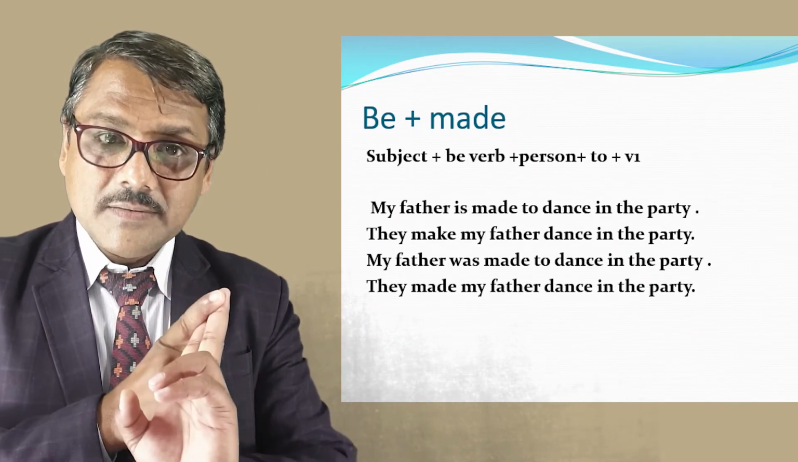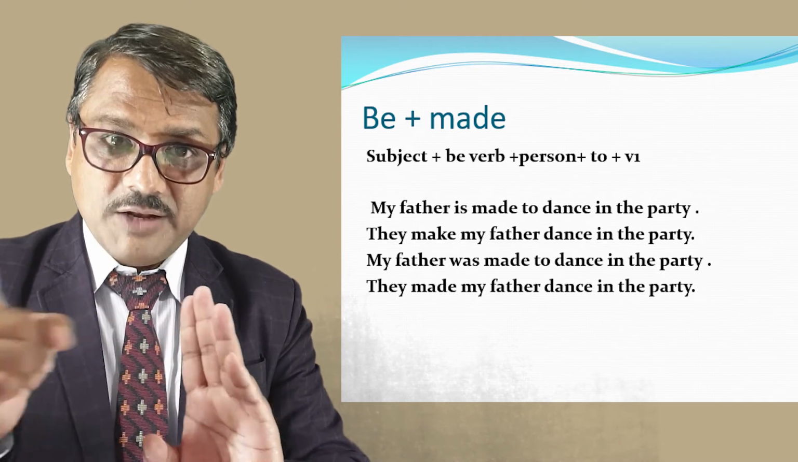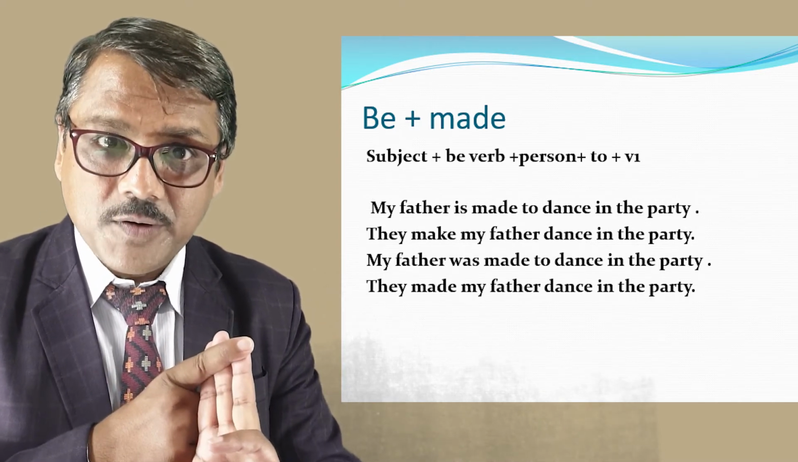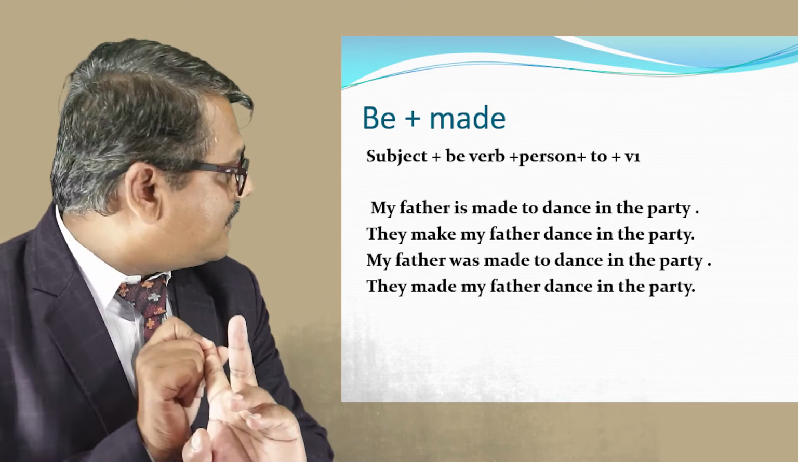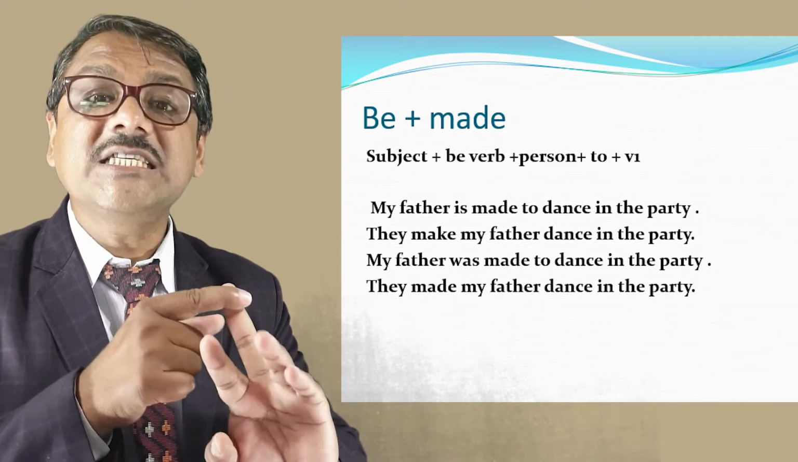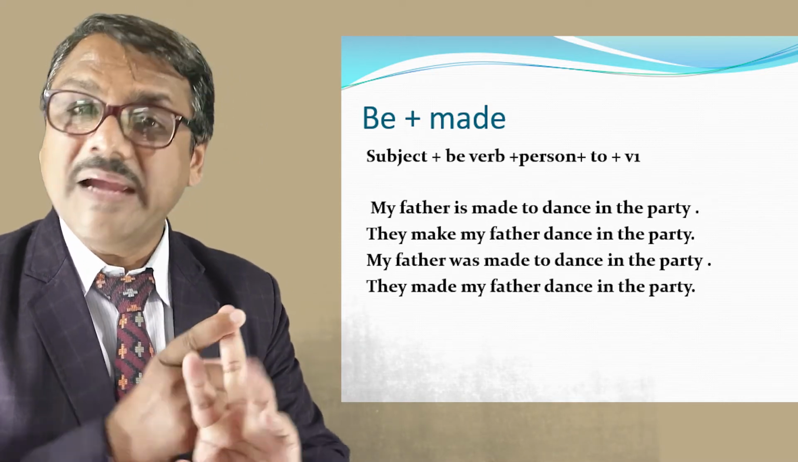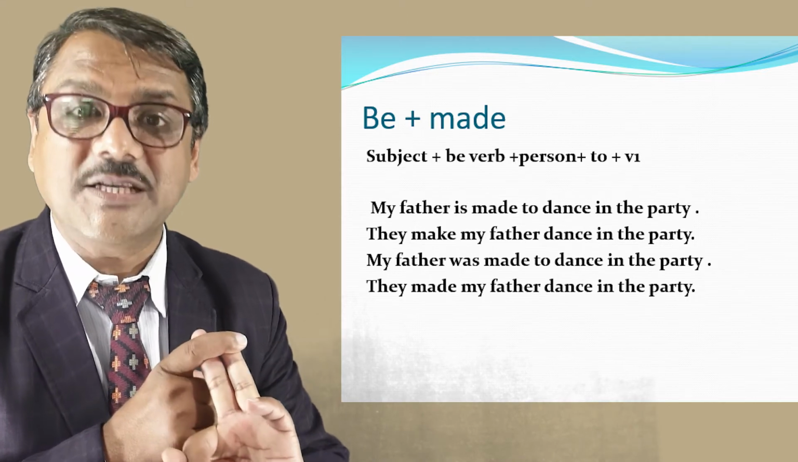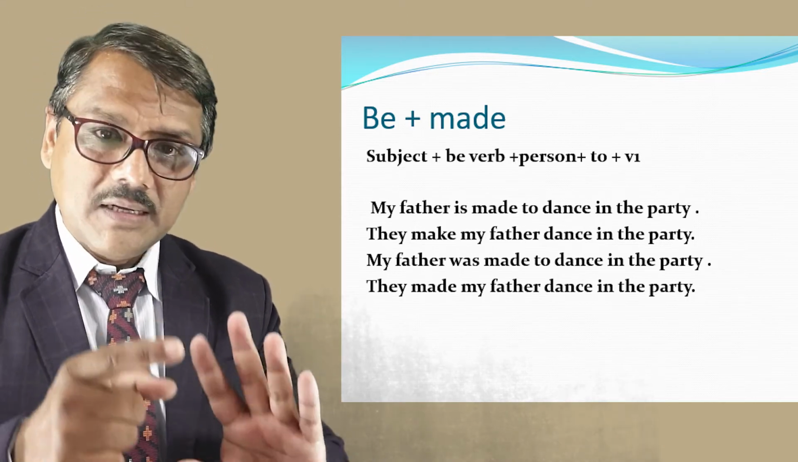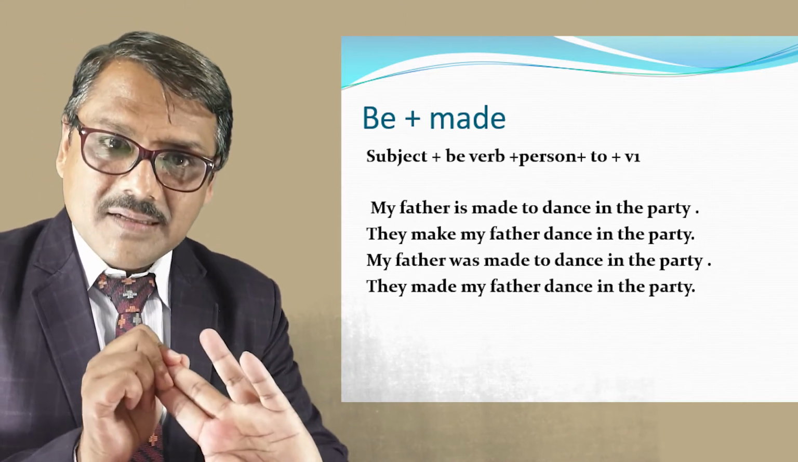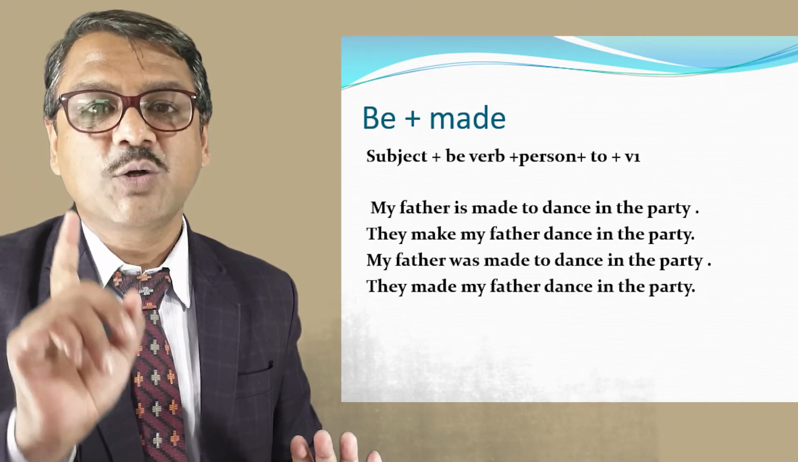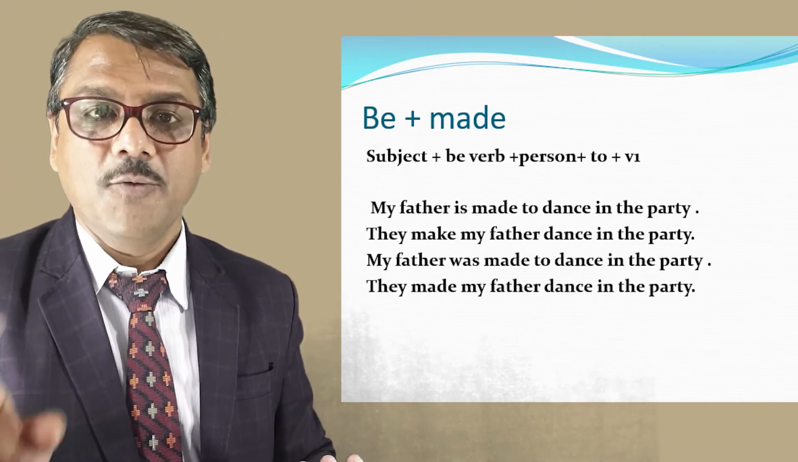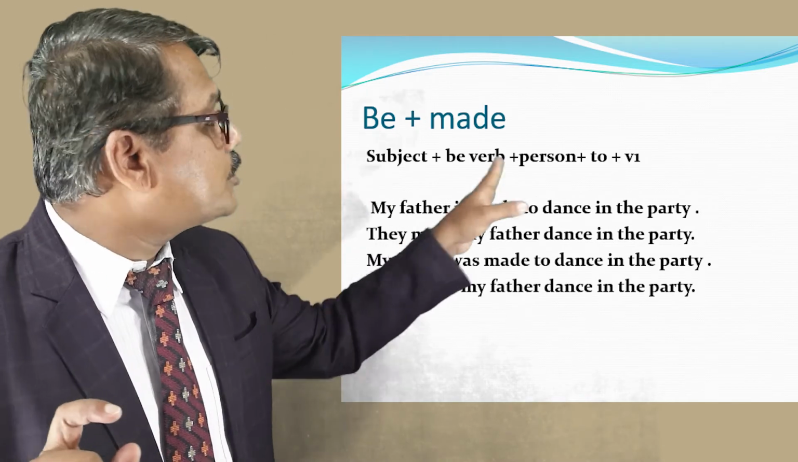Make agent infinitive we just read before, but my father is made. Is is the be verb. Made is participle. This is the passive structure. Remember, be verb plus made, then after that you have to use to infinitive, to plus base form. Father is made to dance.